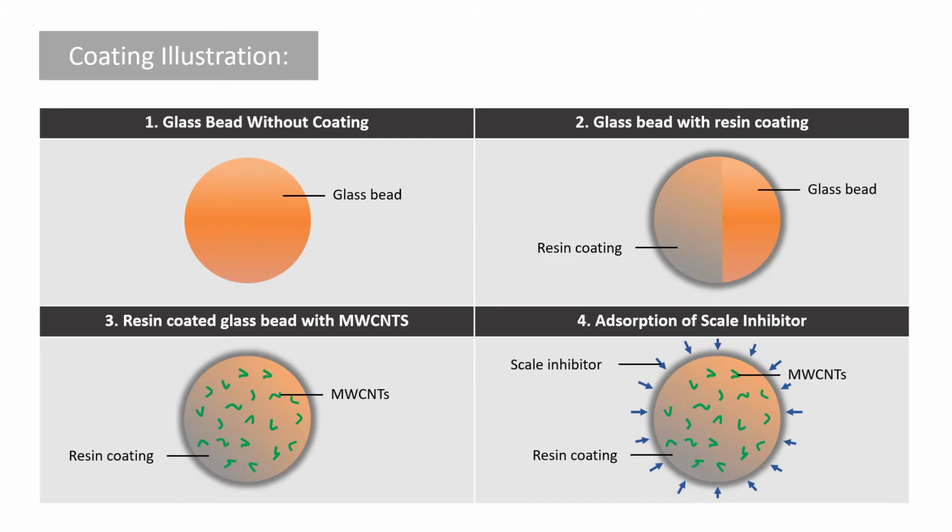So here are the propane coating illustration. This for the fourth sample. It will be the same for the first, second, and third sample, but the first, second, and third sample will not have the nano additive. So firstly, as we can see here, the glass bead without coating, and the second is glass bead with coating resin, and the third is resin coated glass bead with multi-wall carbon nanotube. You can see the multi-wall carbon nanotubes as the green color, and lastly the absorption of scale inhibitor towards the coated propane.